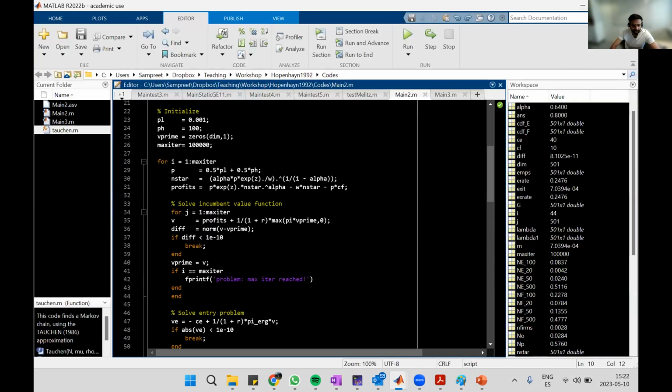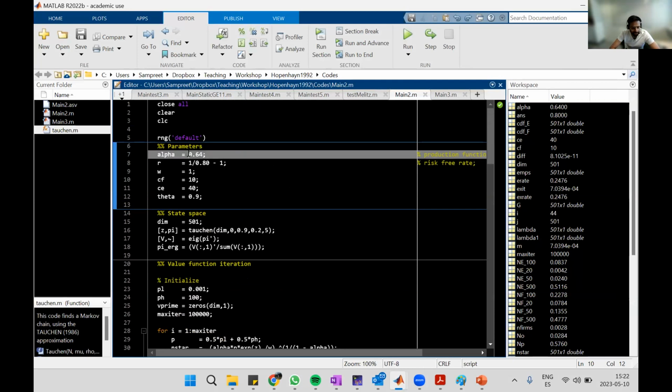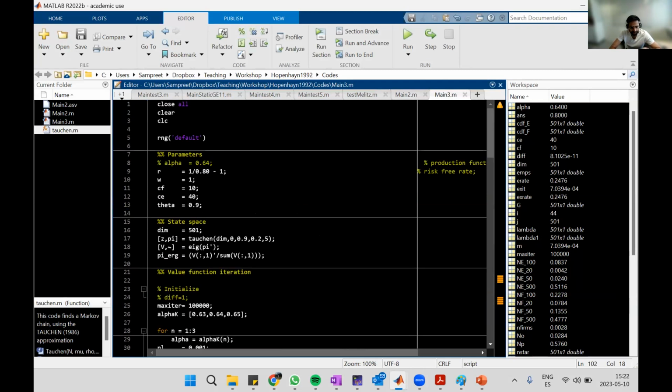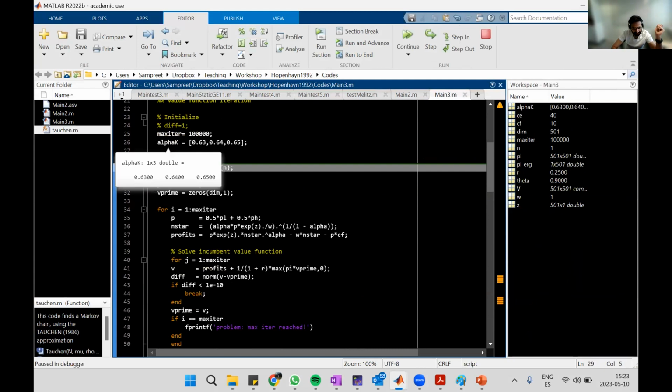So you have to run this code multiple times. You have to run this code for different returns to scale. This is what I'm doing in this file, main3. There are now 3 loops instead of 2 loops. I am first saying, let's have alpha at 0.63, 0.64, 0.65. You can have a much bigger grid, it doesn't matter, but this is for exposition purposes. I'm solving the model for the 3 alphas.